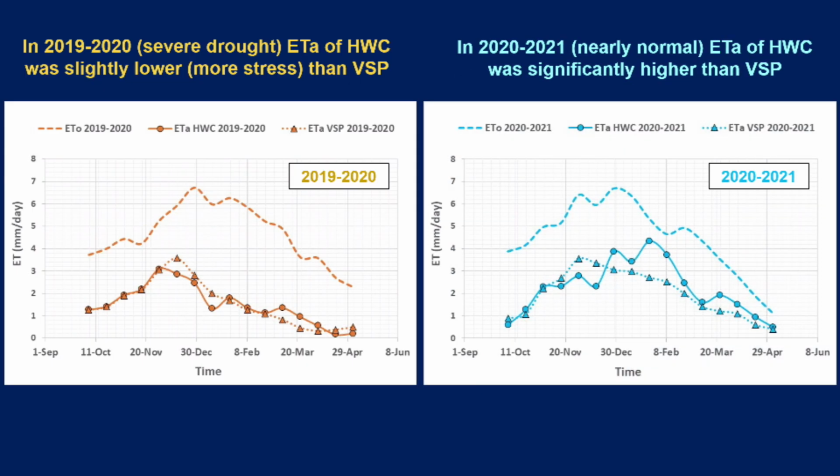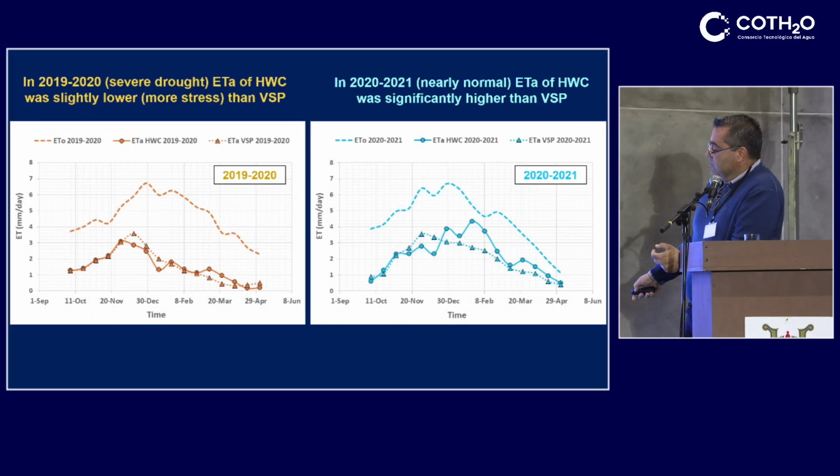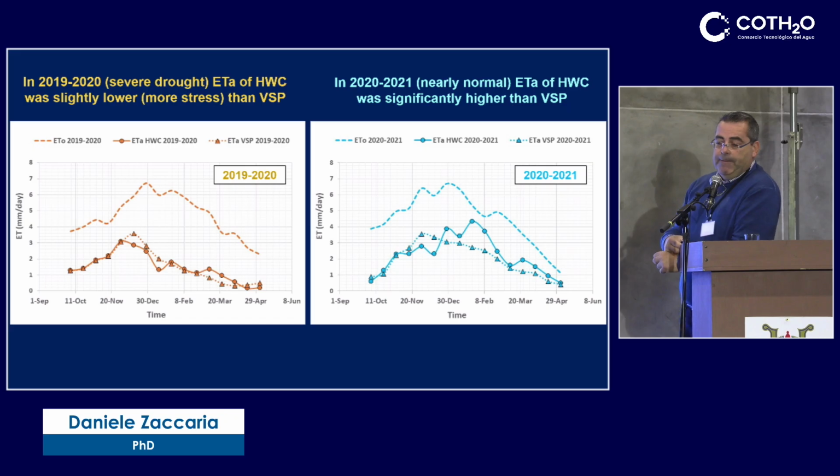2020 was a good water year. 2021 was nearly normal. And then you can see, again, the dashed line is a reference ET. And then you can see the two different trellis. The triangle is a VSP that used less water, while the high wire cordon was able to develop and use more water. And again, when you have water, that's a gain. It's not a loss.